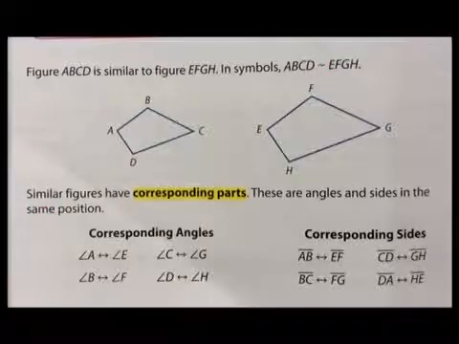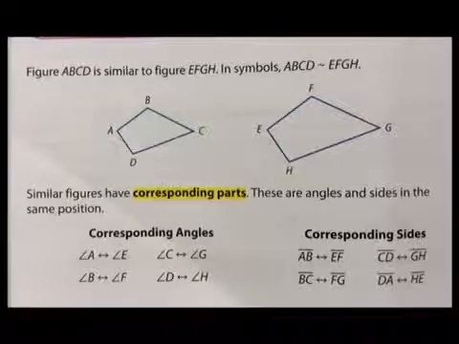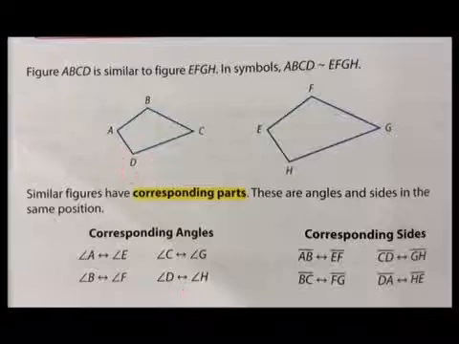So similar figures have corresponding parts. Corresponding parts like AD and EH are corresponding parts. These are angles and sides in the same position. You see angle A and angle E. Angle B and angle F. Angle C and angle G. And angle D and angle H. There you go. So those are the angles.